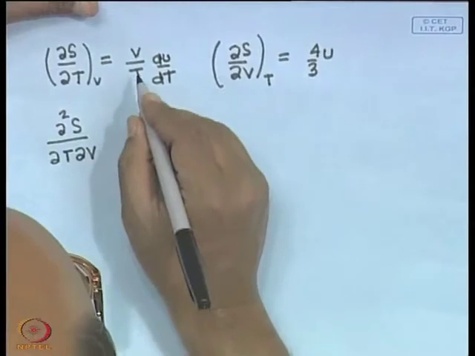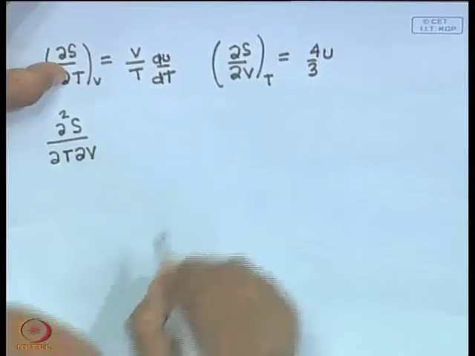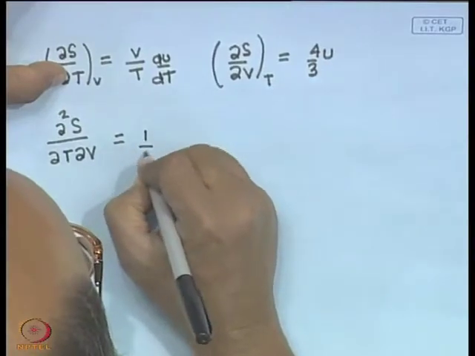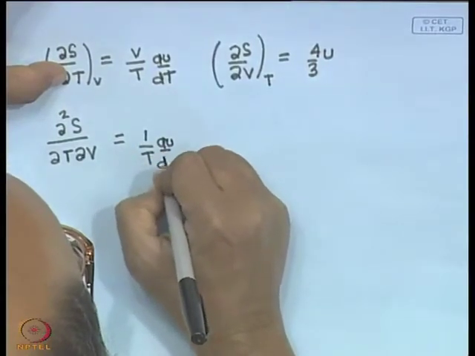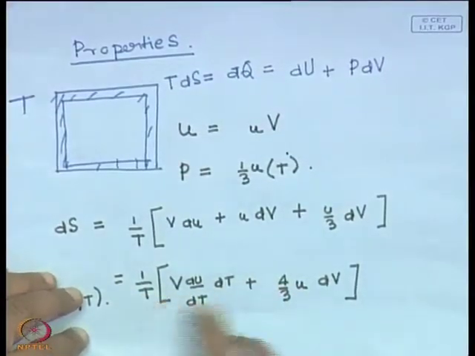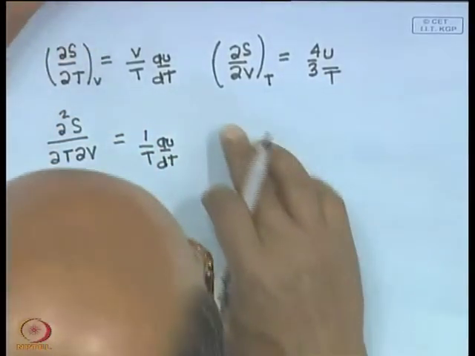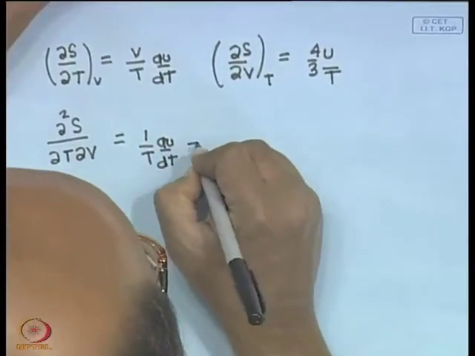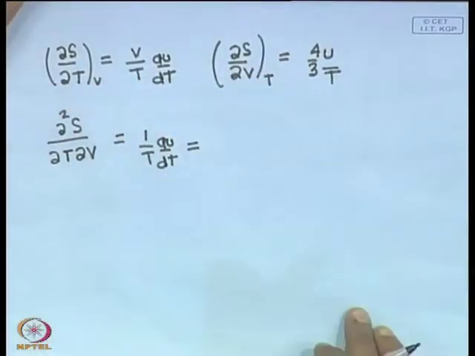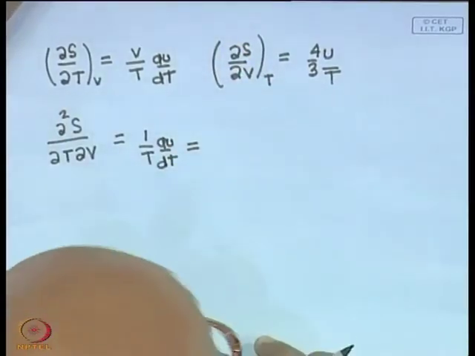So, we are going to differentiate this with respect to V, and if I differentiate this with respect to V at a fixed temperature, what I get is that this is equal to 1 by T du dt. Oh sorry, there this should be 4/3 u by t. And we are going to differentiate this with respect to temperature. So, it should be equal, right. The order of the derivative does not matter. So, if I differentiate this with respect to volume, it should be equal to this differentiated with respect to temperature.